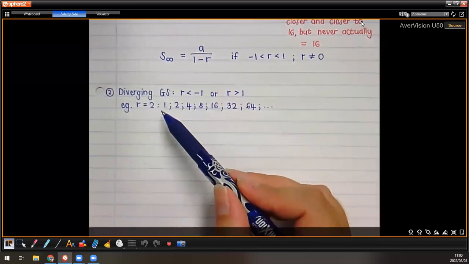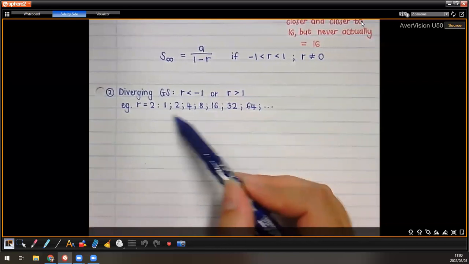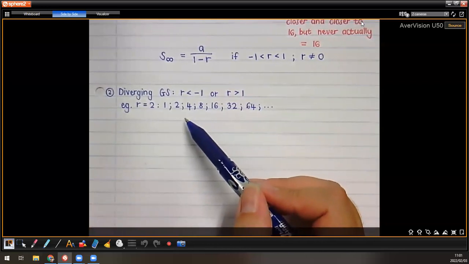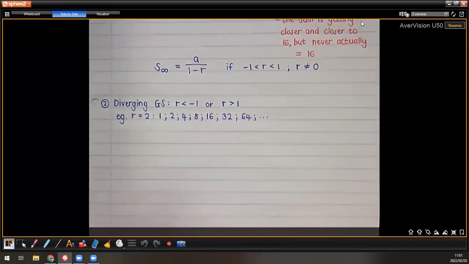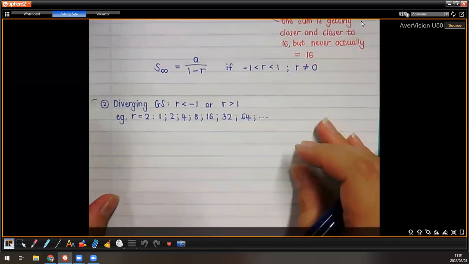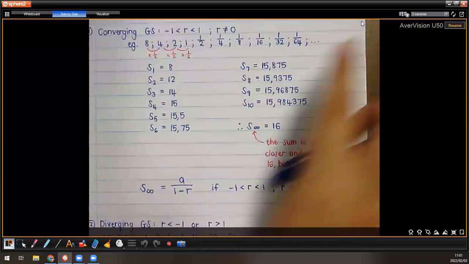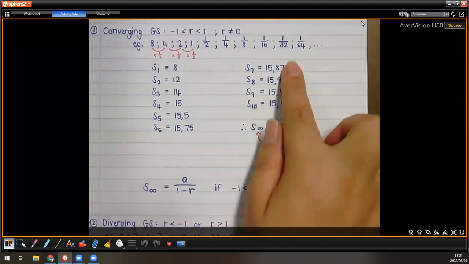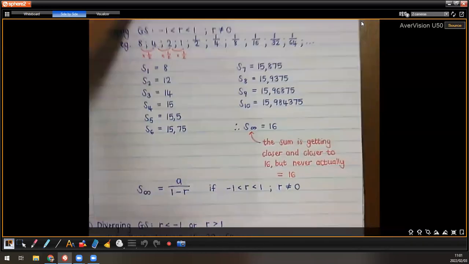So if I have a sum to 1 term, it's going to be 1. Sum to 2 is going to be 3. The sum to 3 is going to be 7. Every time you add the next term, the sum is going to get much bigger. So there is no sum to infinity with this type of number pattern because the sum just keeps increasing. It's not going to increase by such a little amount that it's getting closer and closer to a value.